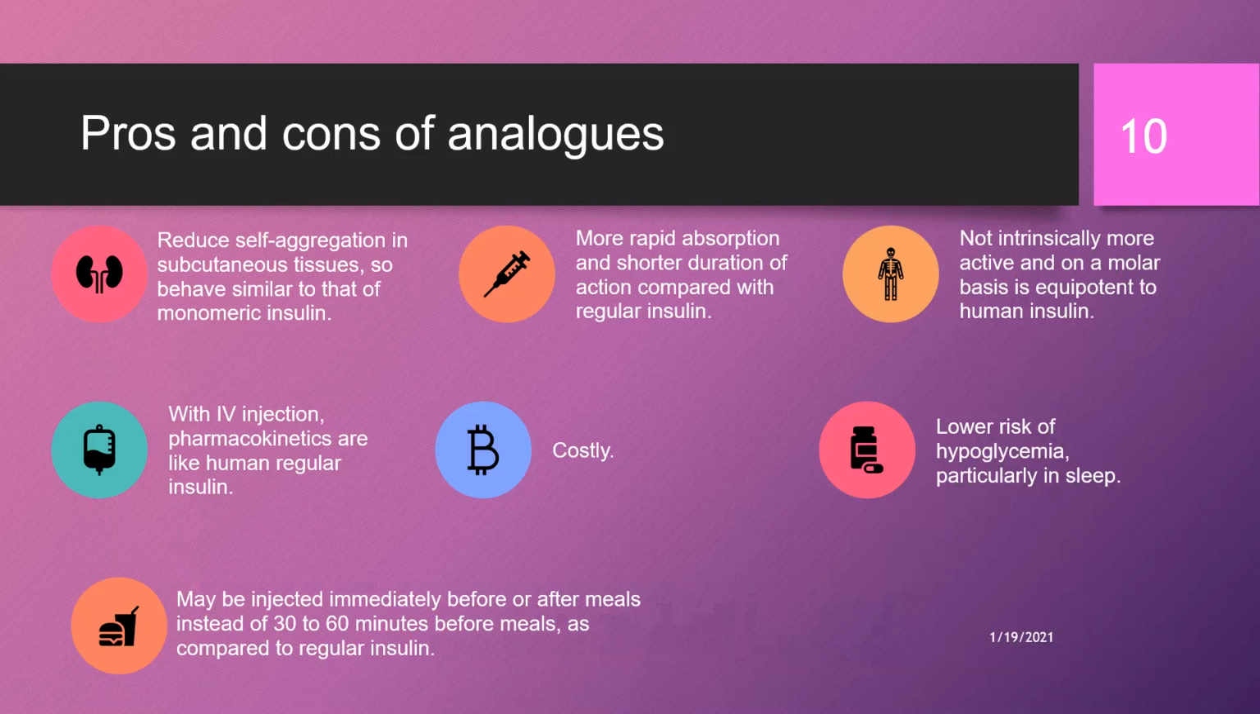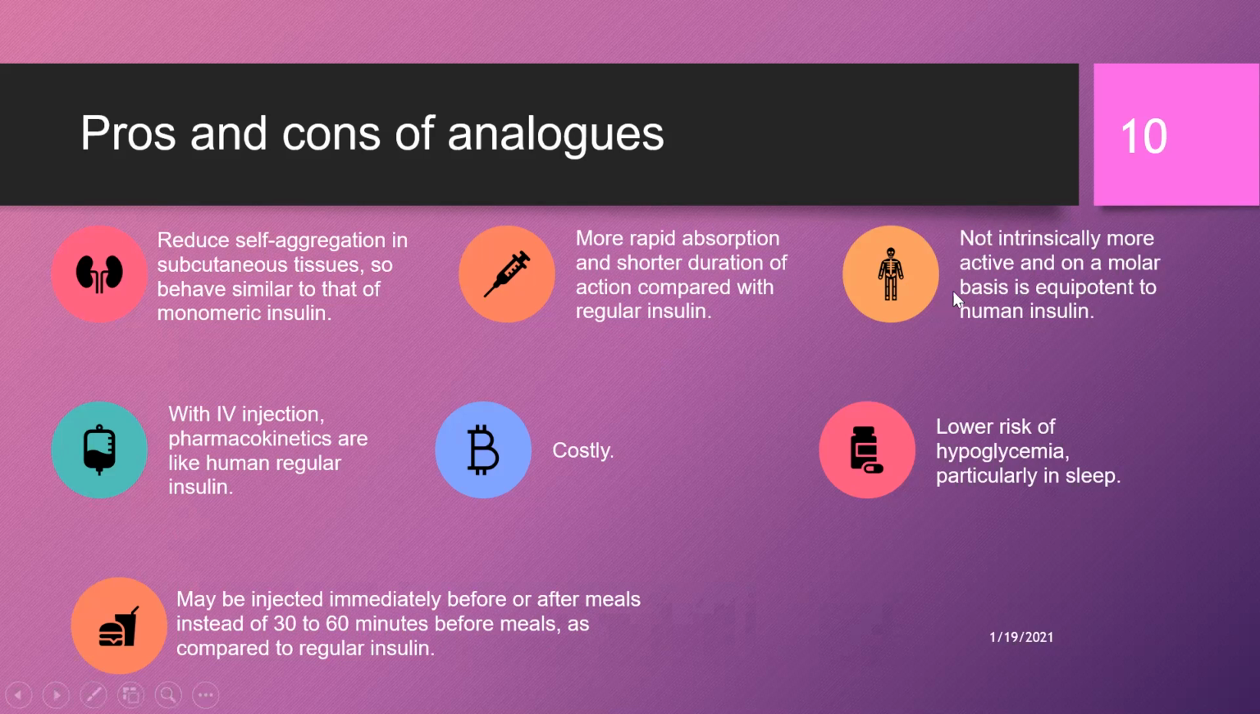First of all, it reduces the self-aggregation in subcutaneous tissue as observed in the regular insulin. So it behaves similar to that of monomeric insulin, and it acts quickly. Next, it has more rapid absorption and shorter duration of action compared with regular insulin. Not intrinsically more active, and on a molar basis it is equipotent to human insulin. So it's not more active or more efficacious, but it has a quicker action, more feasibility, and such type of thing.